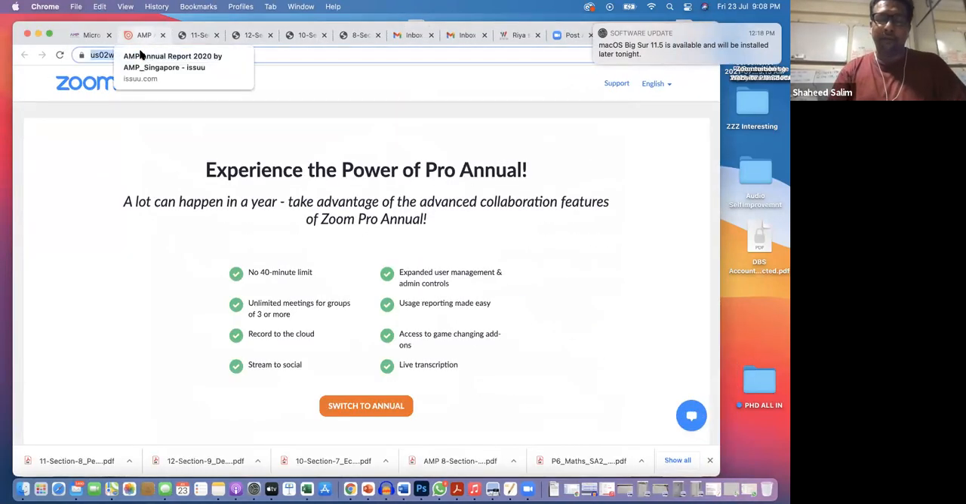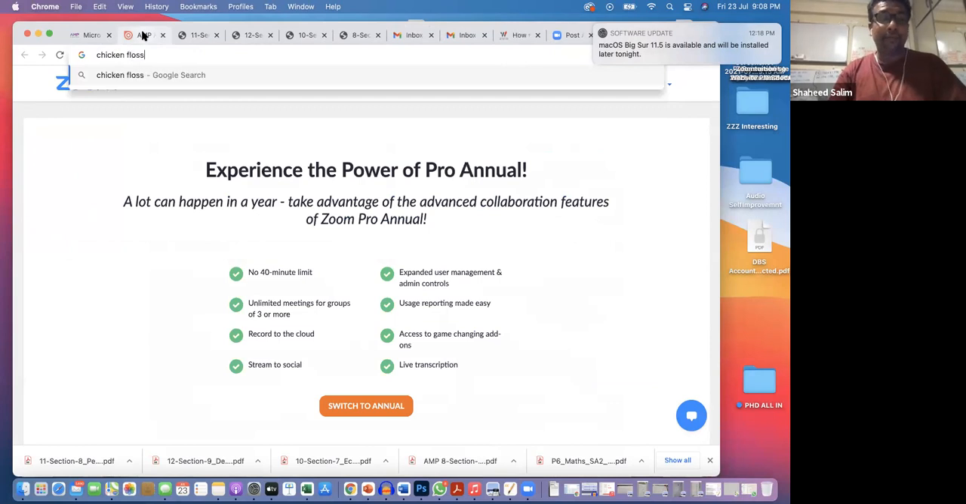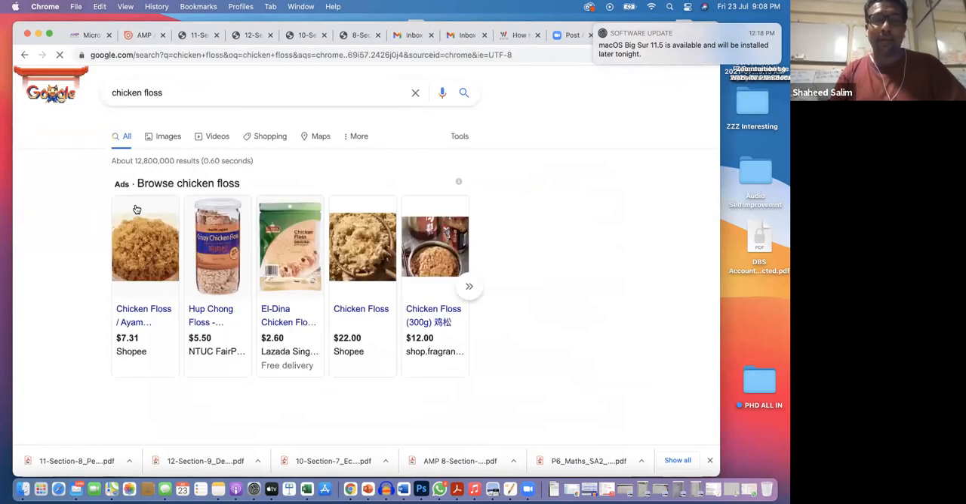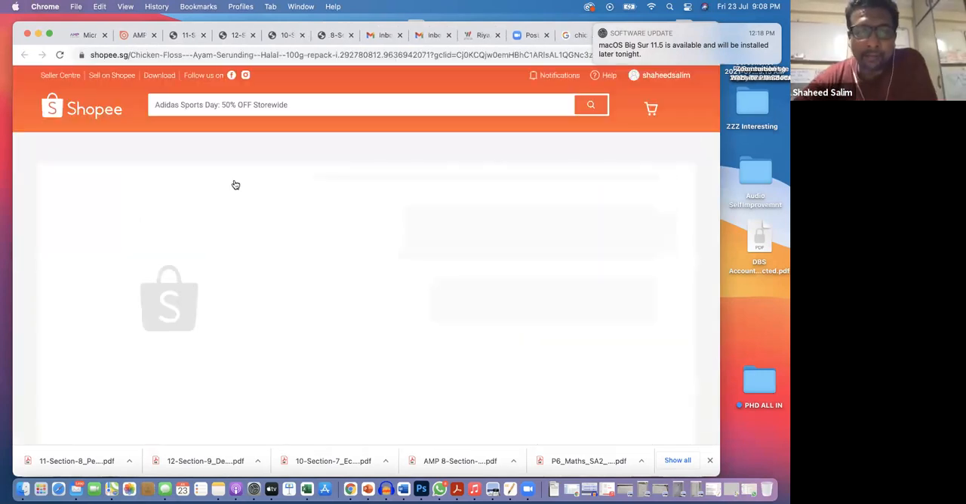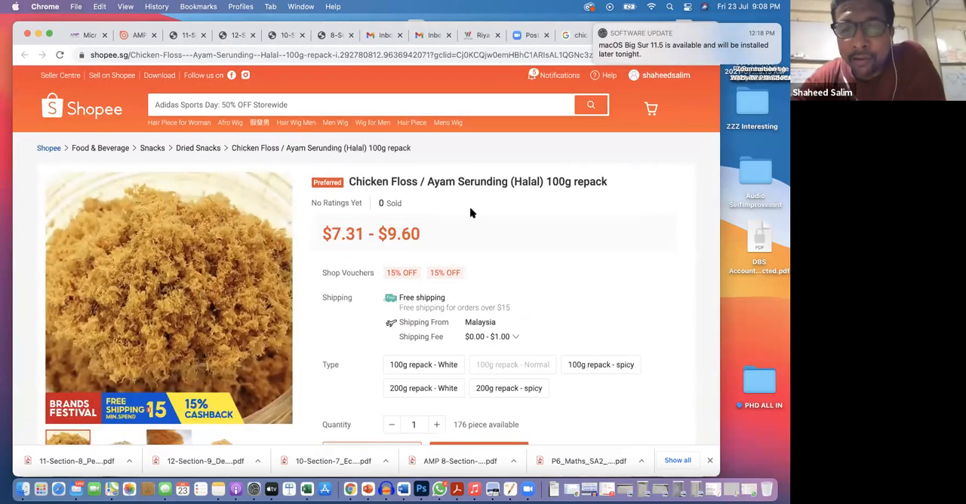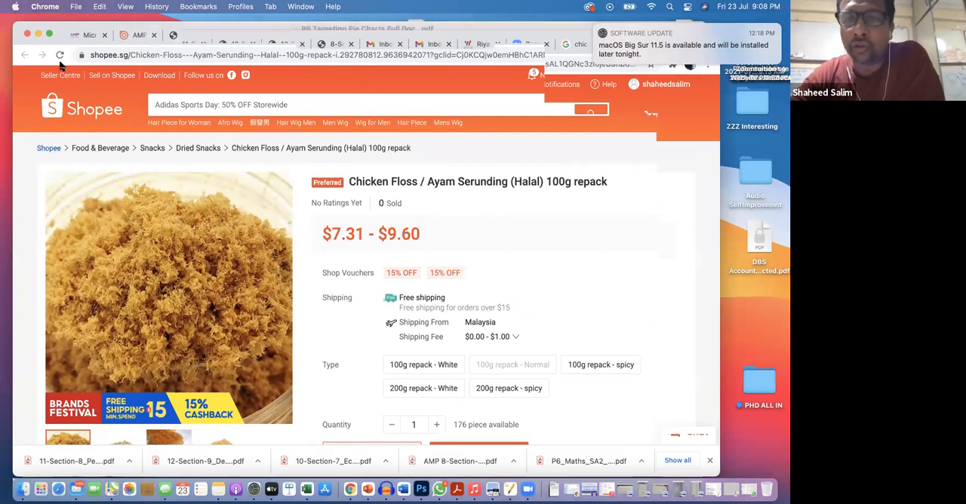So you have chicken floss. It's very nice. Last time I ate it without knowing. The floss is like this lah. Makan, but don't know whether it's halal or not. Okay, they even sell pork floss lah. For your info, there's pork floss also.